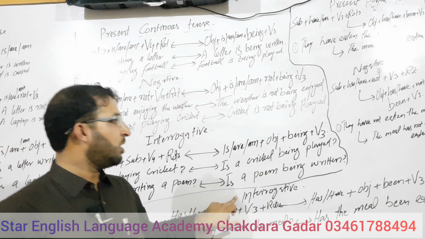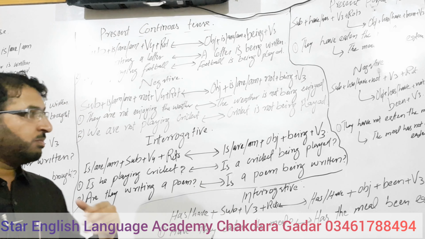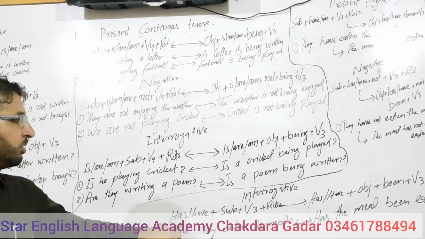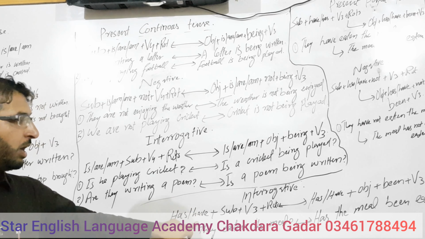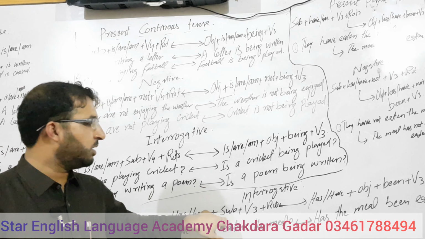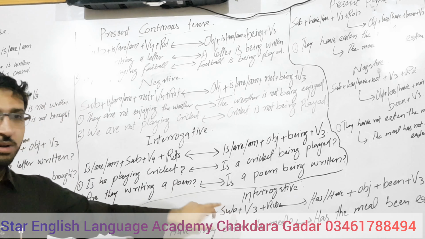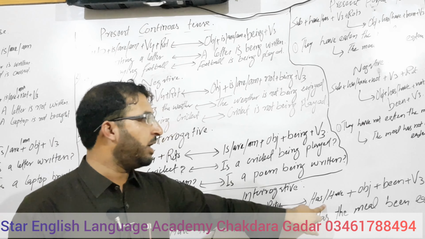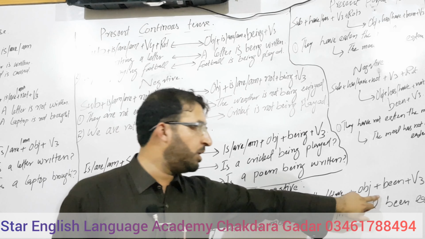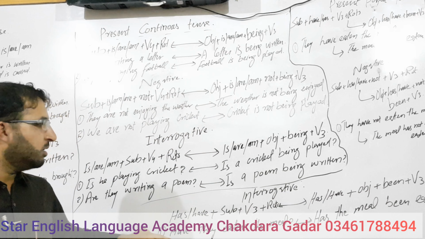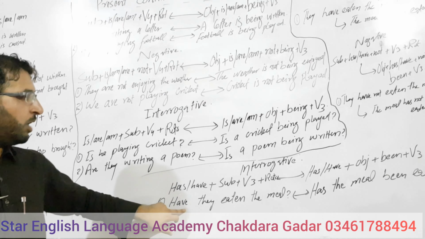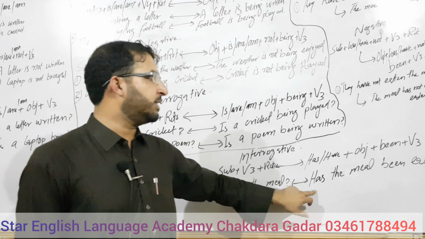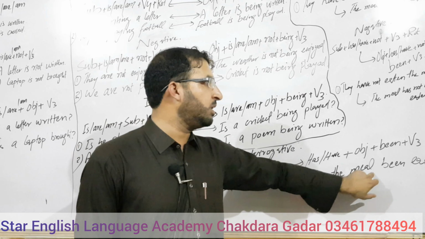Now let's move towards how we will make interrogative, means passive voice of interrogative sentences. So first we use has, have, this is according to the subject. Then we add subject, third form of the verb plus rest of the sentence. And then its passive structure is like this: has, have plus object, been plus third form of the verb. So example is, have they eaten the meal? So we will make passive voice like this: has the meal been eaten?